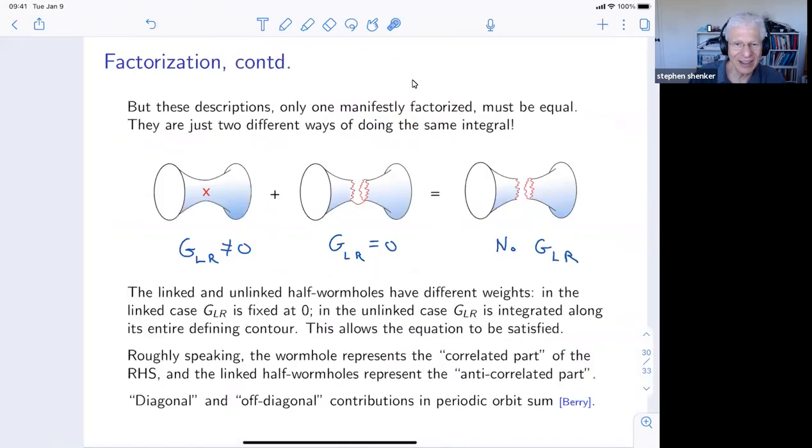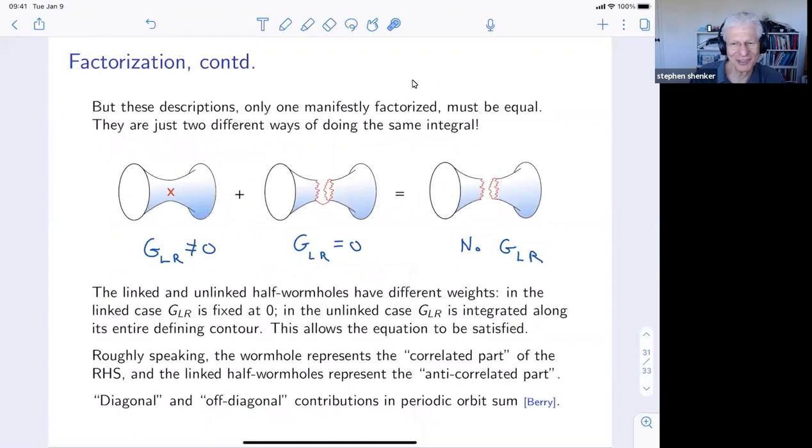And so at the end of the day, factorization is expressed in this kind of equation. You have a G left right field, and you have G left right is not equal to 0, and G left right equals 0. These are two different saddle points in the G left right semi-classical evaluation. Or you just integrate the whole field out on a contour. You have no G left right. Then all you have are these half wormhole saddle points for G left left, and it has a different action. The entire integral of G left right is different than pinning it at 0. And so that's the way this equation is satisfied. Okay, that makes sense. Thank you. It's actually kind of confusing. It's still confusing to me, but this is the way it works.